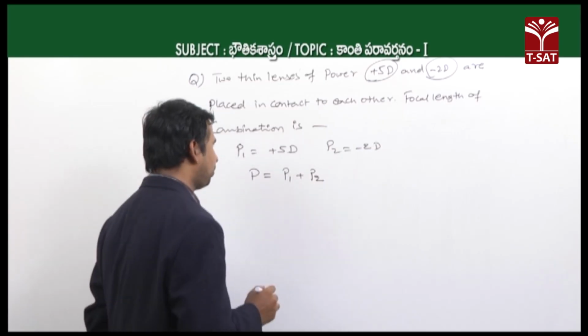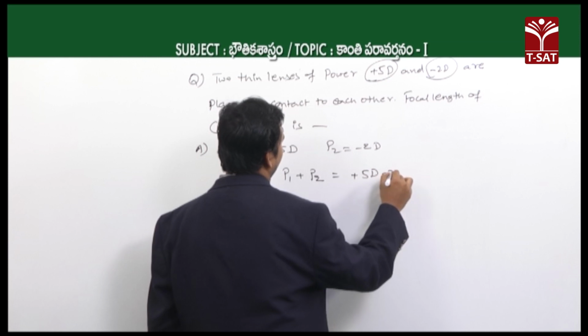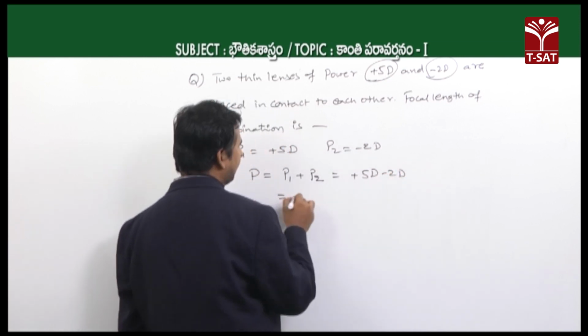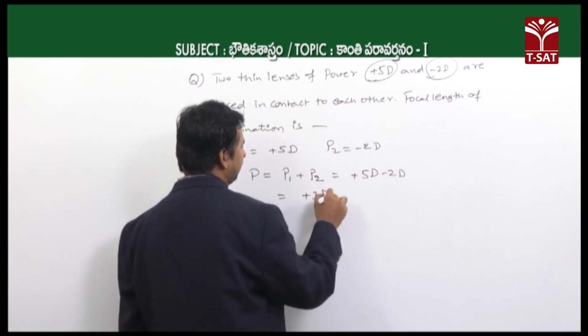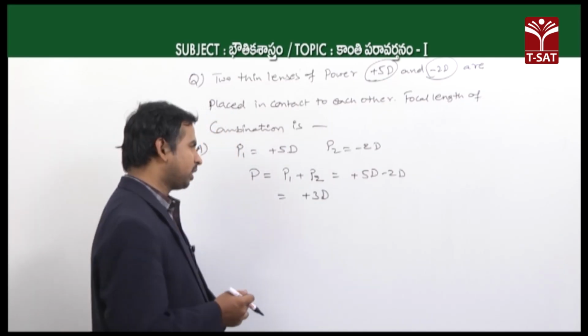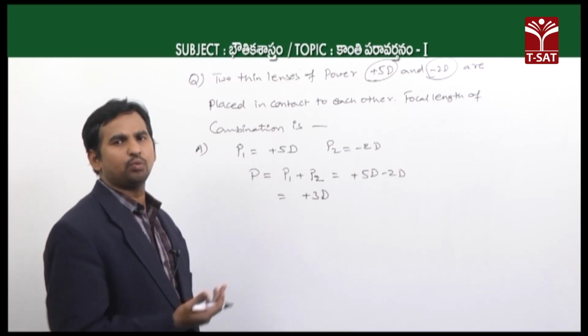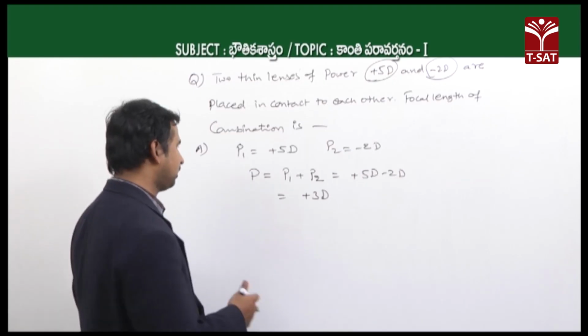Of which, as it is of P1 plus P2, it becomes plus 5D and minus 2D. Then it becomes finally plus 3D as the combination. Then the final power of the combination becomes plus 3D. So, finally, as we got the power, now we can find the focal length here.